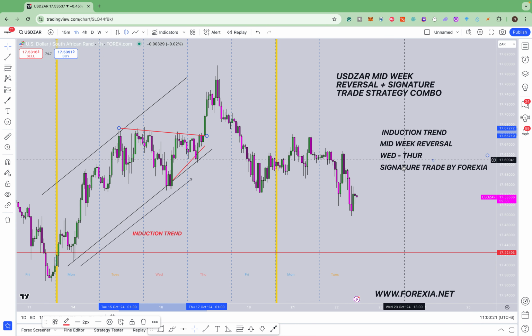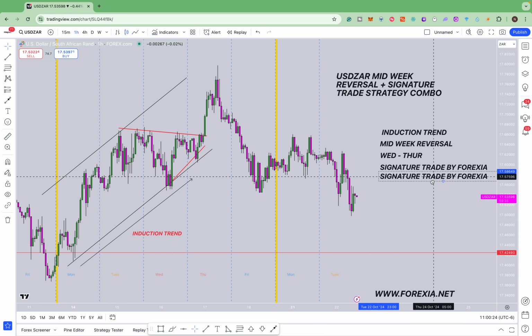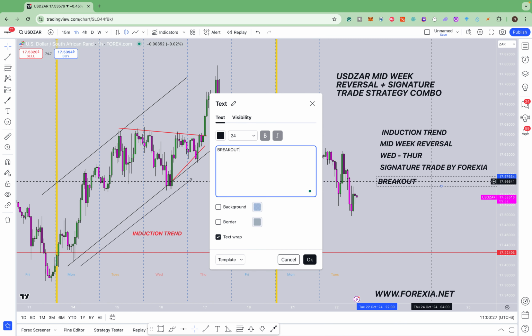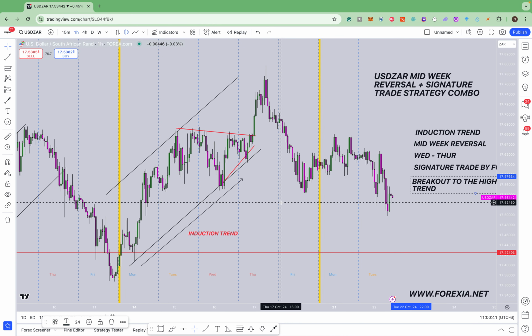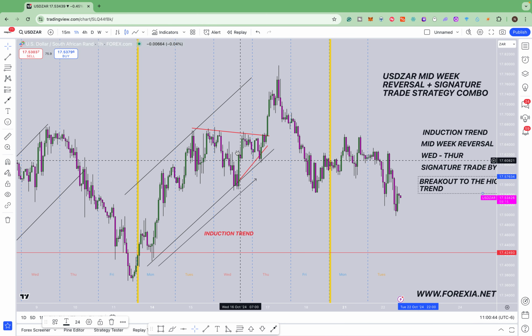So after the signature trade, what we want to look for is a breakout to the highs with the trend, or vice versa to the lows if we're looking at a downtrend induction trend. So here we have a great example, and I'm going to be looking over multiple weeks just so you guys can see that it doesn't just happen once every full moon, right? It doesn't happen just once a month. It'll happen consecutively over sometimes multiple weeks at a time.